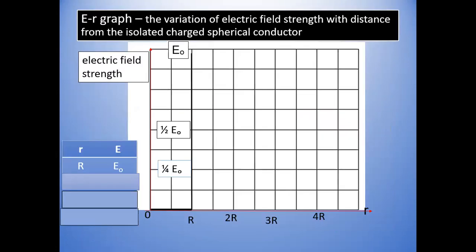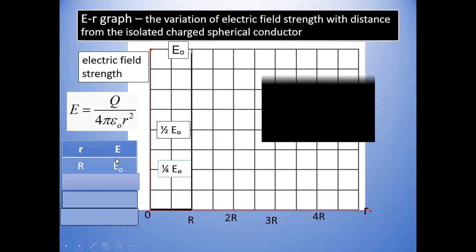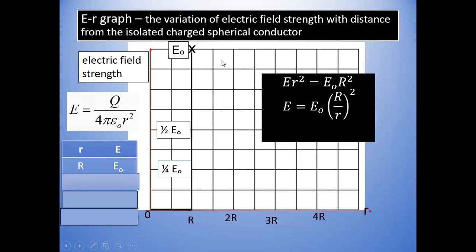So if you are asked to sketch it properly, you are given that at the surface it is E naught. And how to sketch it properly? You just use this formula. Take your E R squared across, there is your constant. So at the surface, it becomes E naught R squared. Then you can calculate the value of E at a distance r away. At the surface, take it as E naught. So that's the first one.